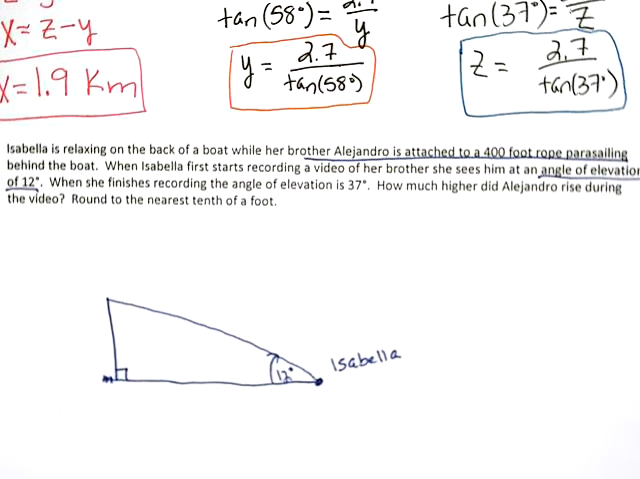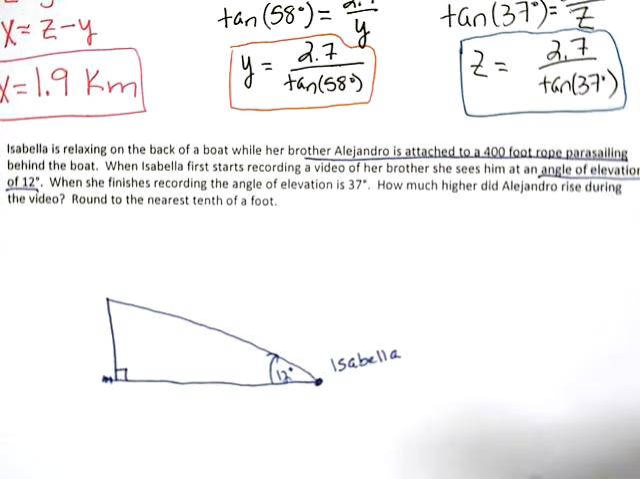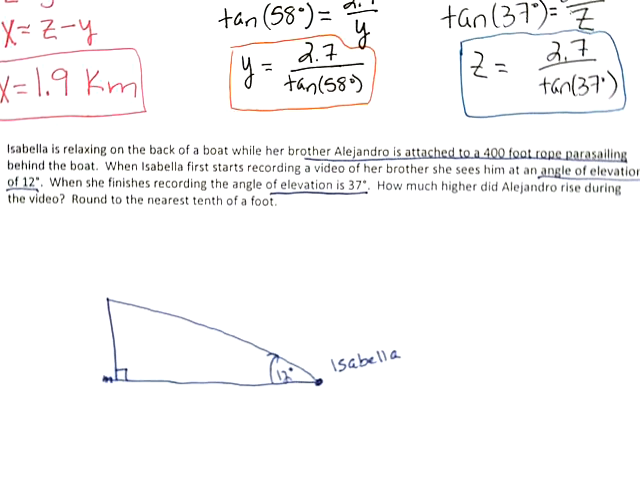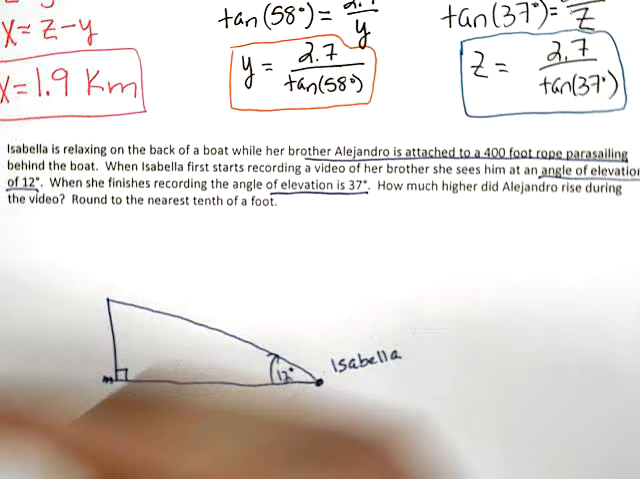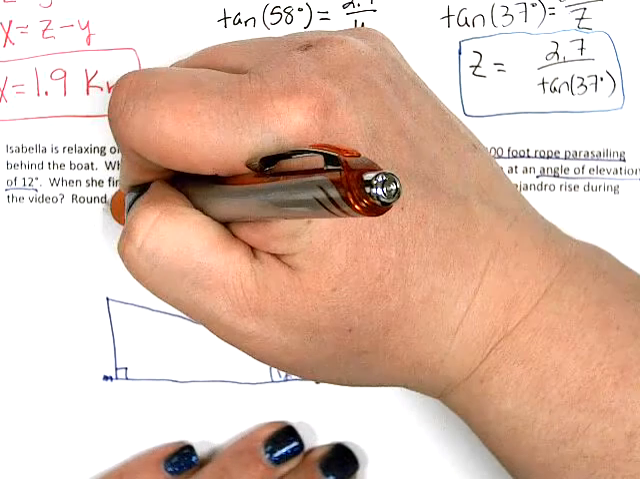Okay? Well then, Isabella keeps going, and she keeps videoing, excuse me, and all of a sudden her brother's at an angle of elevation of 37 degrees. Which means the second time she measures his angle, he's gone higher.